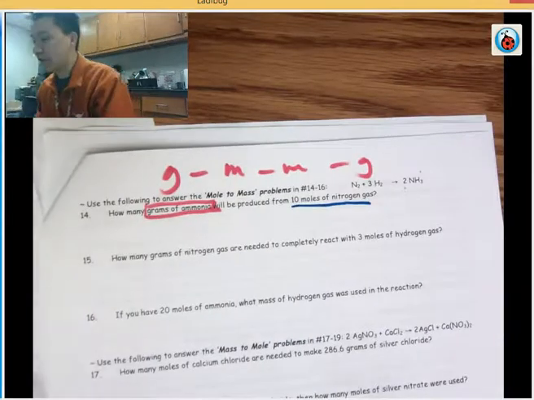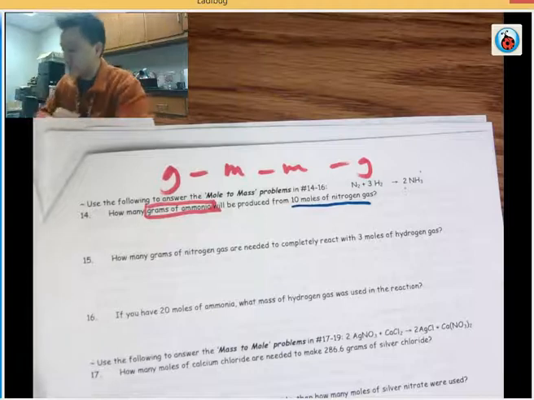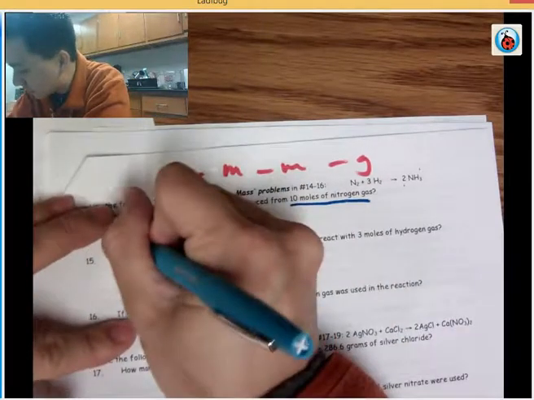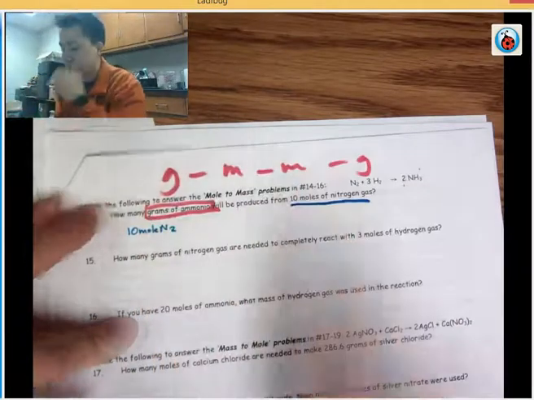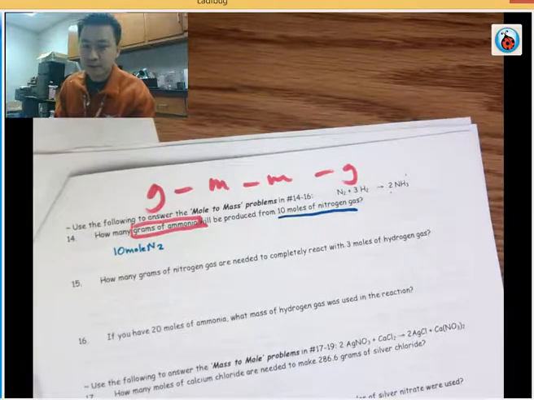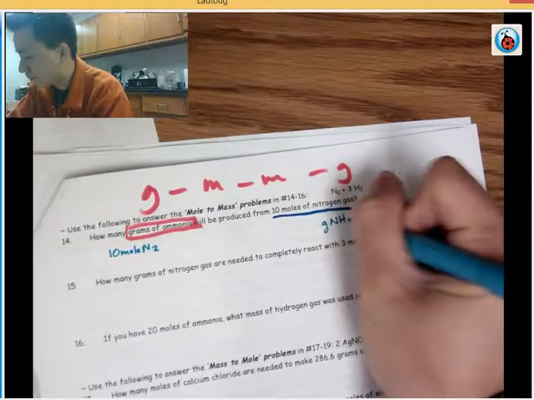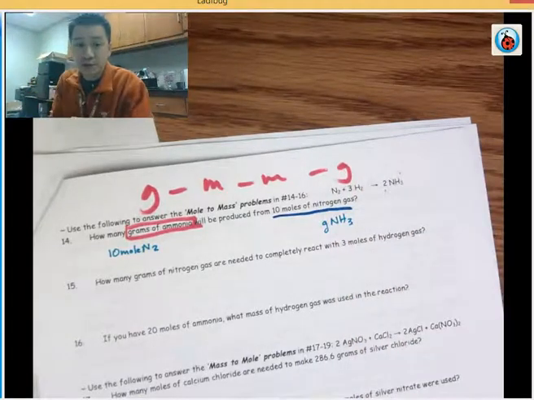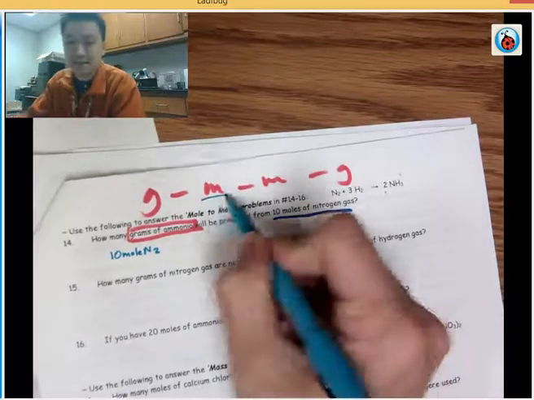So we start with 10 moles of nitrogen gas. 10 moles N2. Okay. So if we start with moles of N2 and we want to go to NH3, we want to get to grams of NH3 at the end. What do we have to go after moles of N2? So that means if we start with mole, then that's the first mole right there.